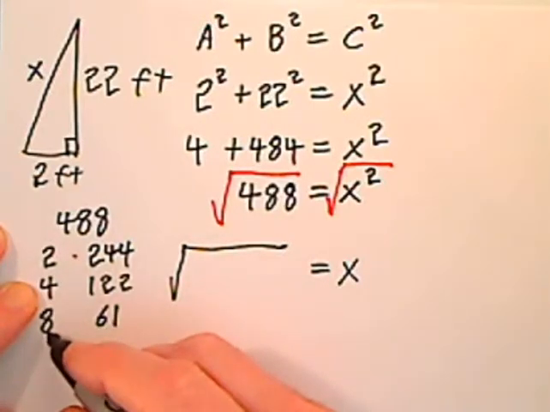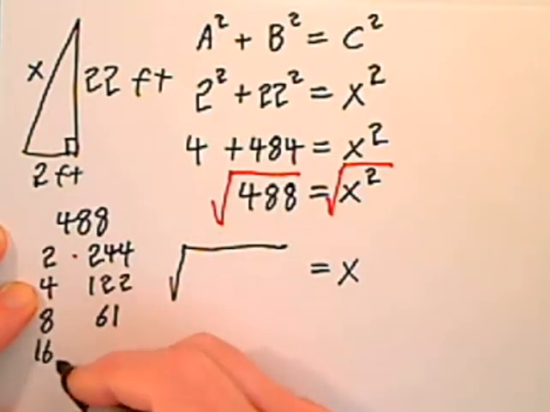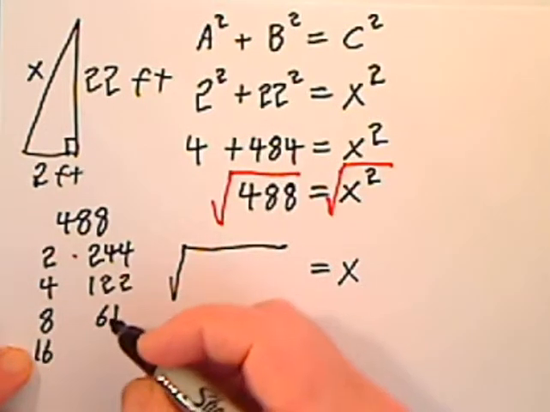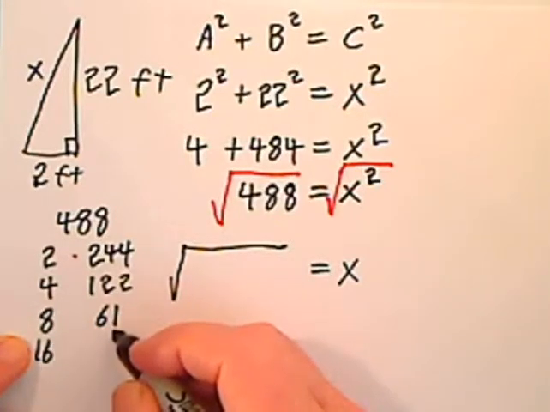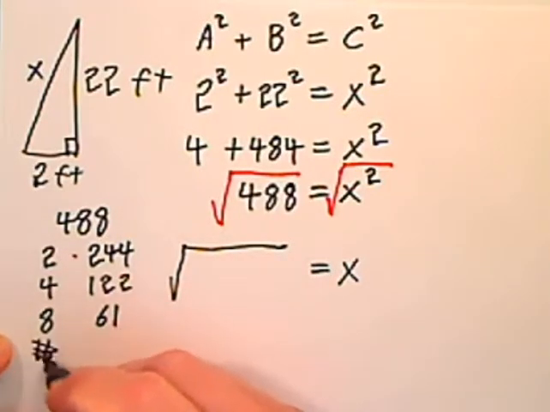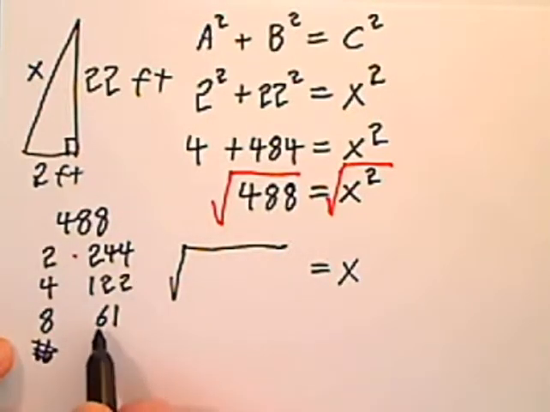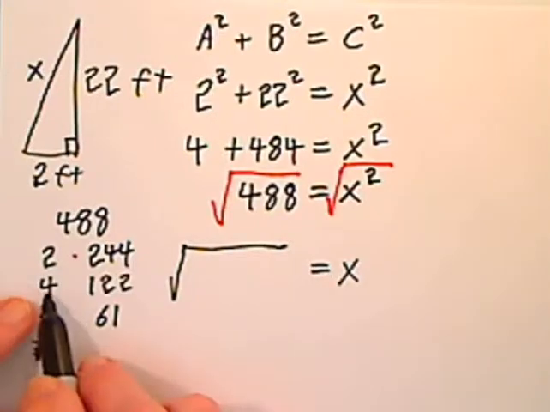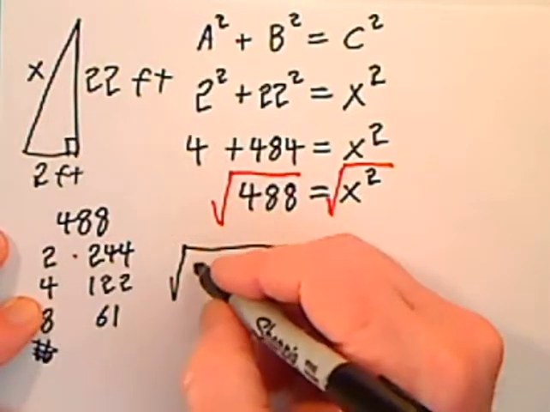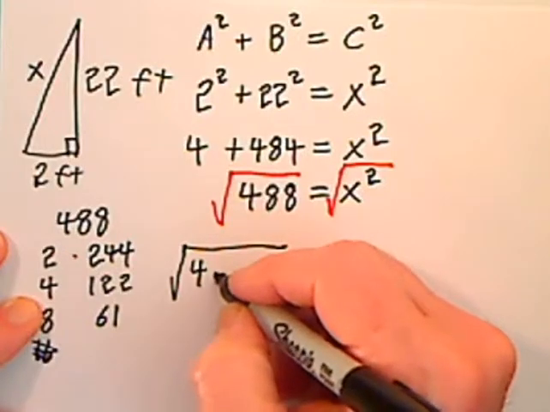8, 10 won't go. 16. That's probably our perfect square. We can't cut 61 in half, so we can't double the 8. In fact, 61 might be a prime. I think the best we're going to do is 4 times 122.